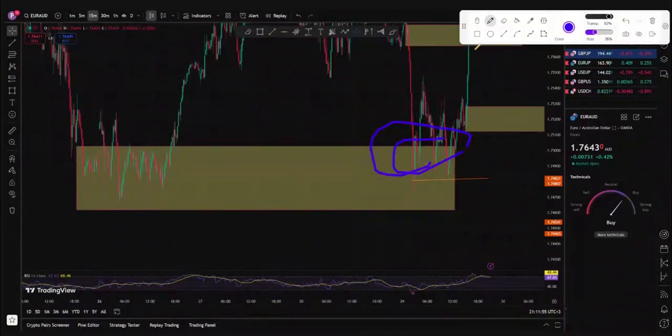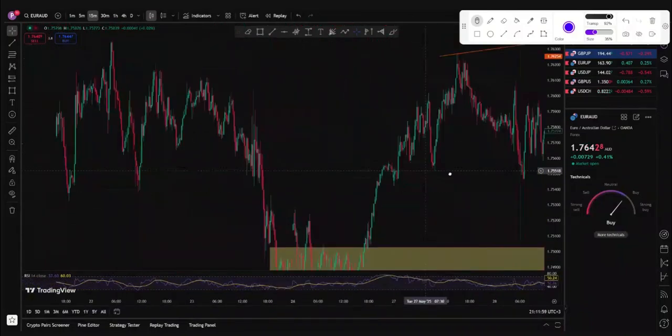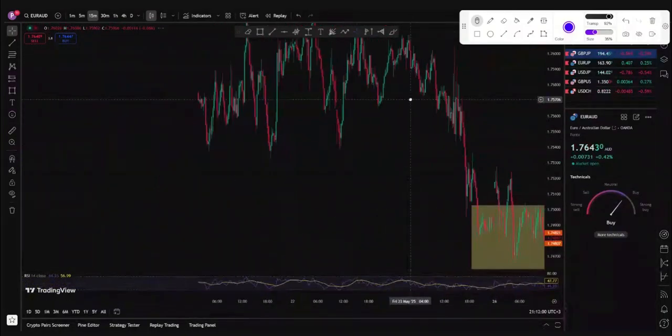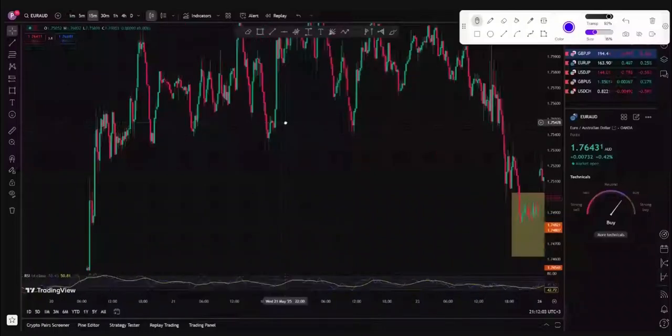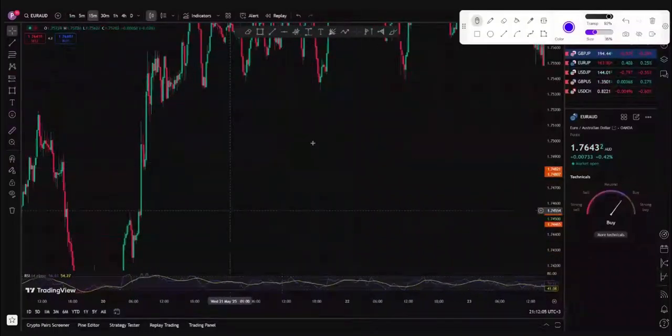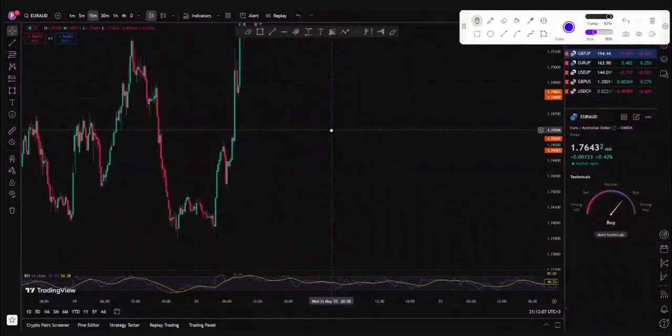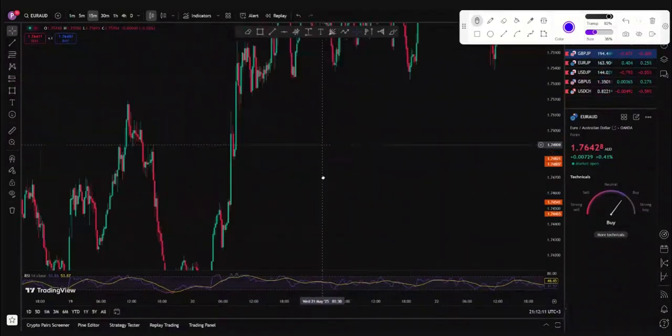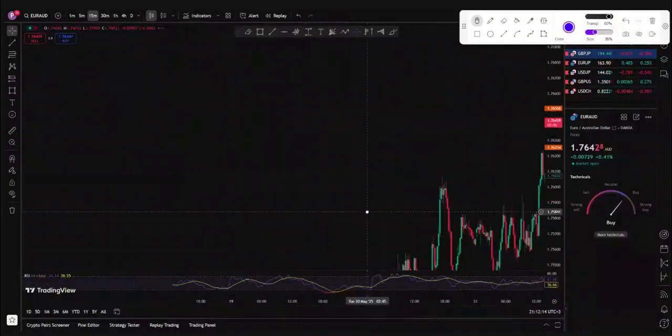For consolidations, the longer the consolidation took, the higher the probability of the market revisiting that zone. So the higher the time frame you use, the higher the probability of the market revisiting that zone. Anyway, let's see how supply and demand forms.